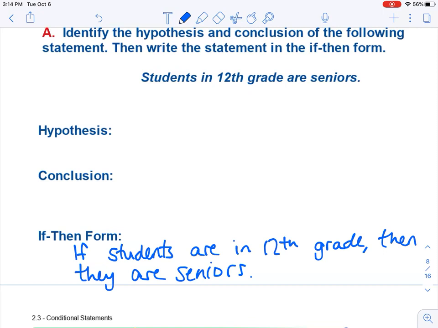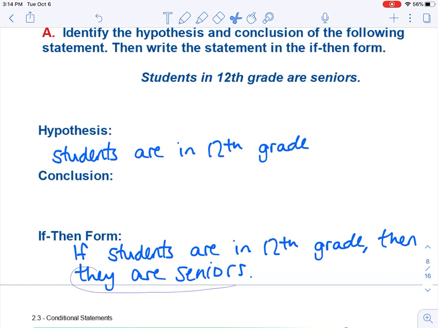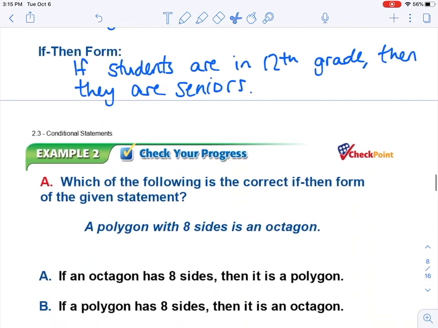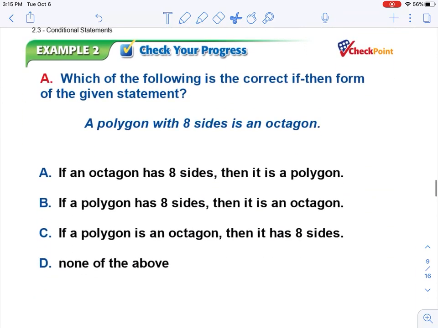So our hypothesis here, I'll just copy it up. The hypothesis follows the if statement. And the conclusion follows the then statement. Hopefully you're able to follow along so far. That is our hypothesis and conclusion. And we have one more here.